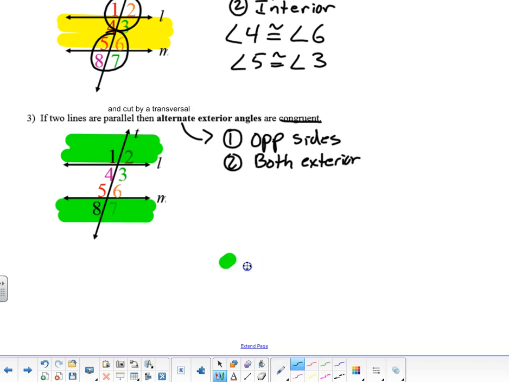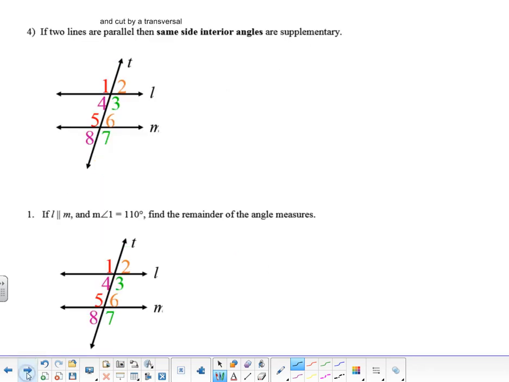So what's their relationship? They're congruent. So angle 1 would be congruent to angle 7, and if we're going to mark that on here, we'd mark it like this. And then angle 2 would be congruent to angle 8. So here we go, moving along.